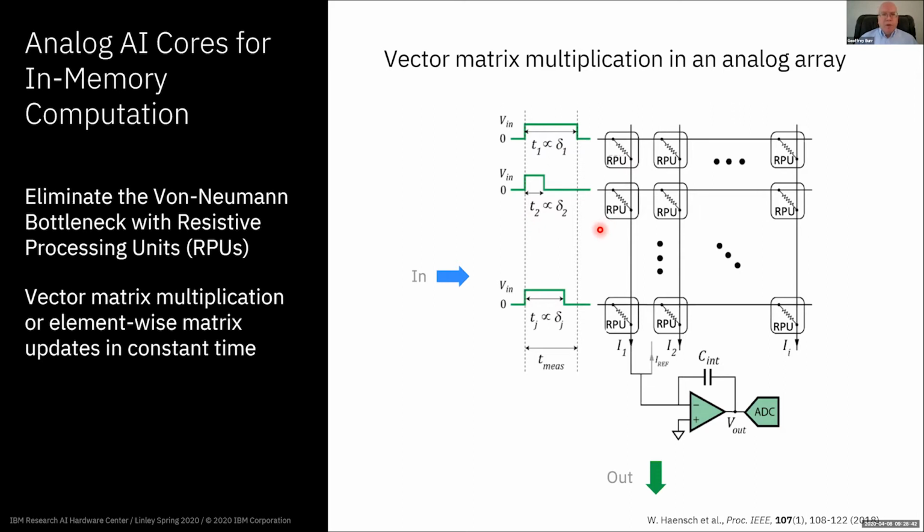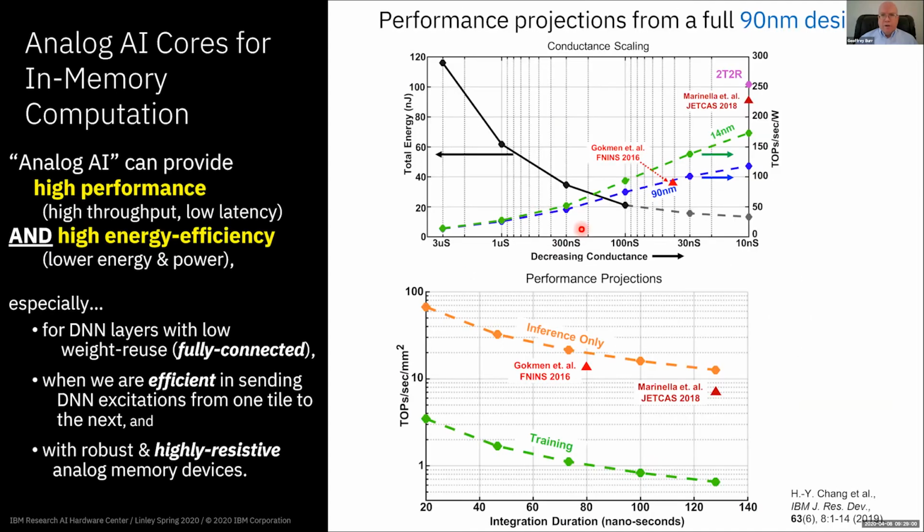Not only that, in my previous section, we talked about moving 2 bits for the weights or 4 bits for the weights. Here, this is completely weight stationary. The excitations come to the weights. And this is particularly useful for neural network layers with a small amount of weight reuse. So we've built a full 90 nanometer design and looked at the energy assessment of it. And we get very, very impressive teraflops per second watt numbers with real phase change memory characteristics, especially if we decrease the conductance. So what this shows us is the analog AI can provide high performance in terms of high throughput and low latency, and at the same time high energy efficiency or lower energy and power.